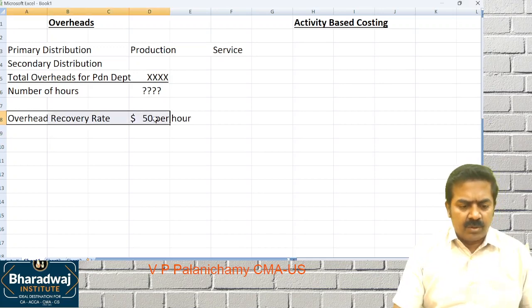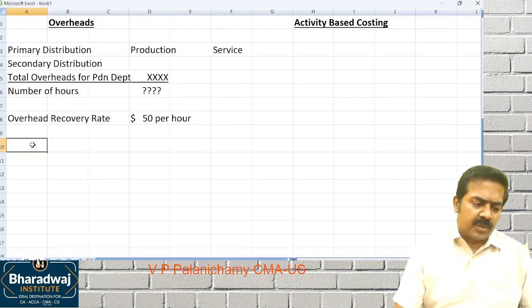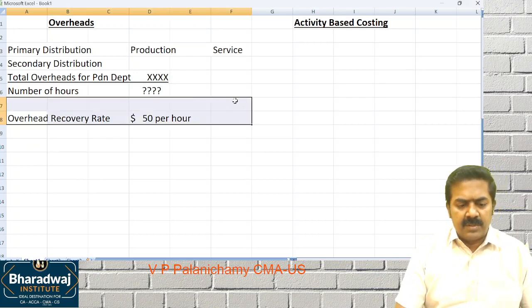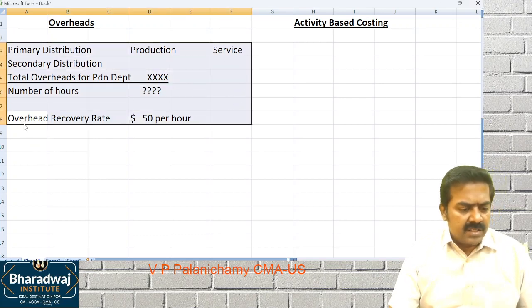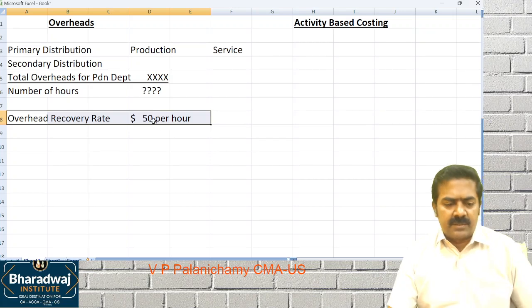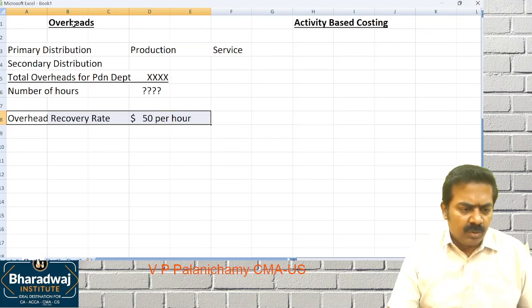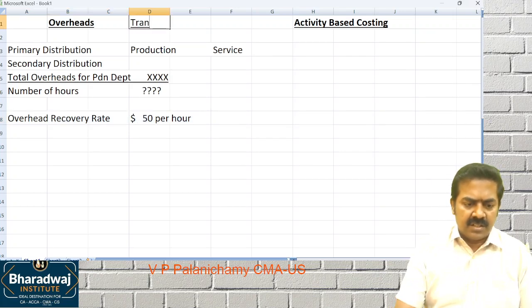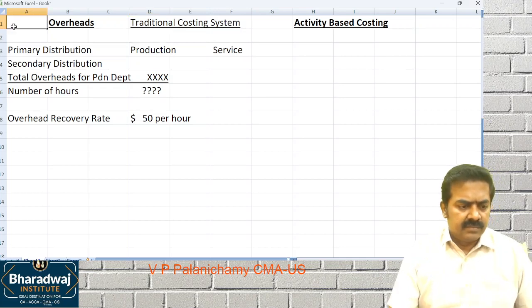Using this, we work out the product cost. Using this, we work out which one? The product cost. So whenever a job is coming, based on the rate, we charge the overheads to the customer. This is otherwise called the traditional costing system. Okay, this is what we were doing in the last 2 classes.